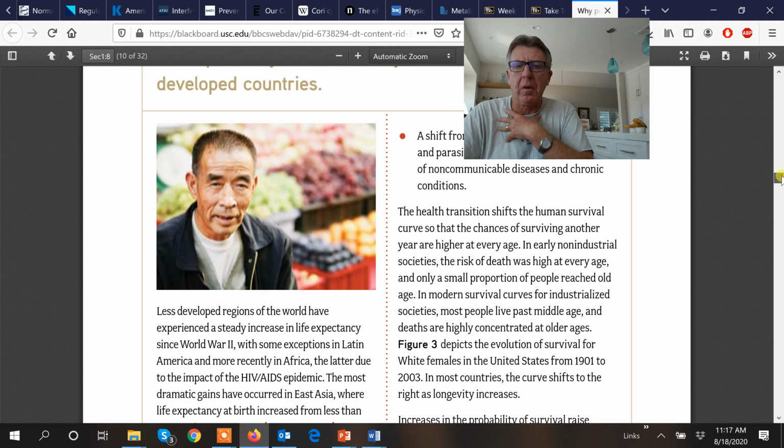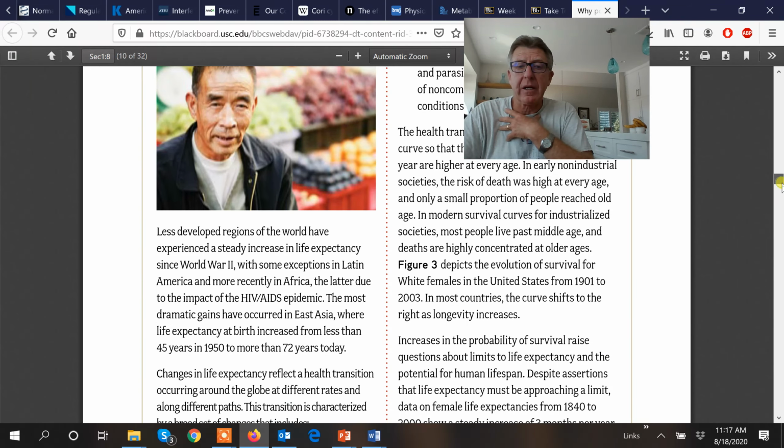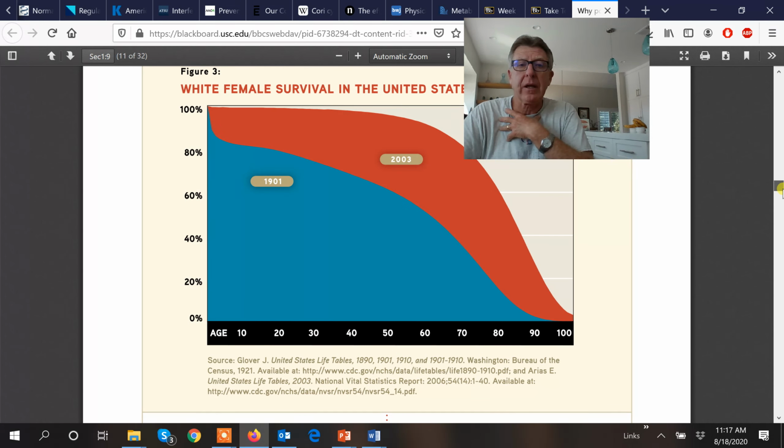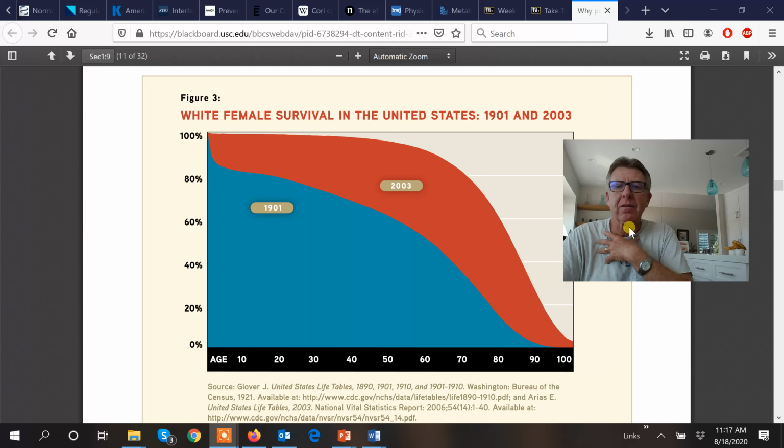All right, so we're going to look at some graphs that will be supported by the verbiage that we see here. We're going to come down here looking at graphs 3 and 4. We're looking at white females in the United States during this epoch, 1901 to 2003. And we see here, these are called survivorship curves. We're looking at how many people in the population survive up to 100 years of age. So we're looking right here, everybody's born. Boom, we have 100% of the population.